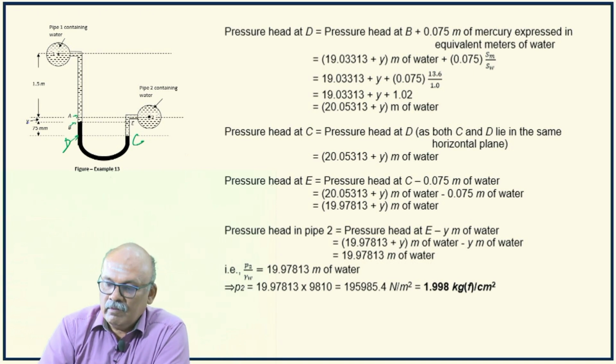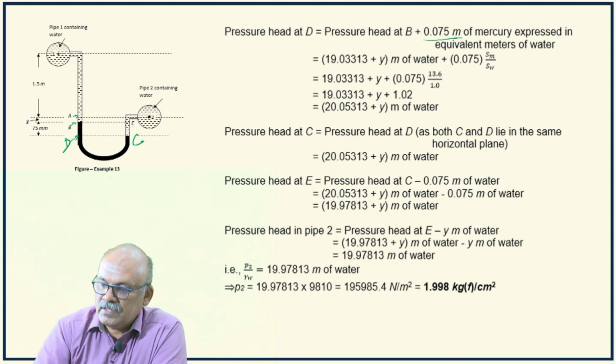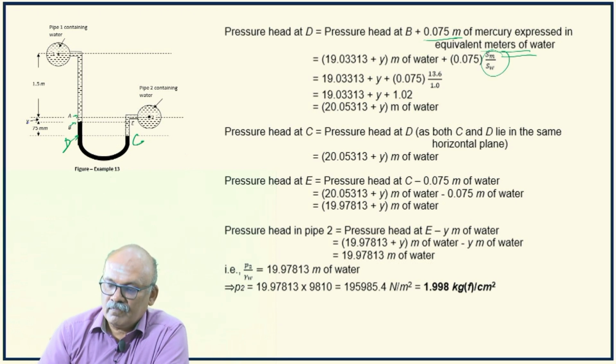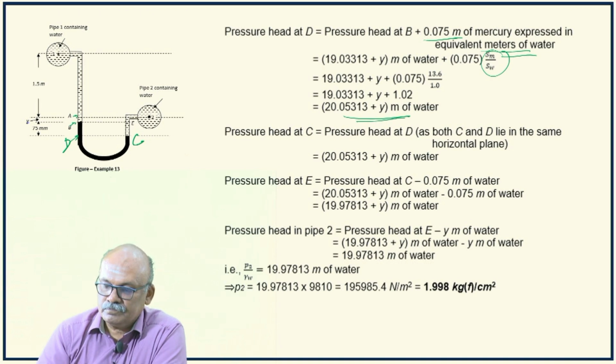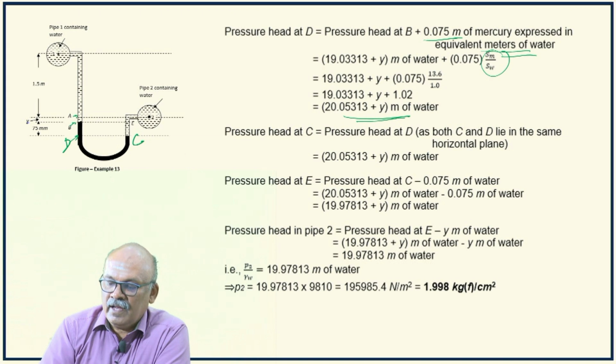So, pressure at D will be pressure here at B plus what you have in the column BD, it is 0.075 meters of mercury expressed in equal meters of water. So, 0.075 meters of mercury has to be converted into equal meters of water. So, Sm by Sw, you get this much. Then pressure at C, C and D are in the same plane. So, pressure head at C will be equal to pressure head at D.